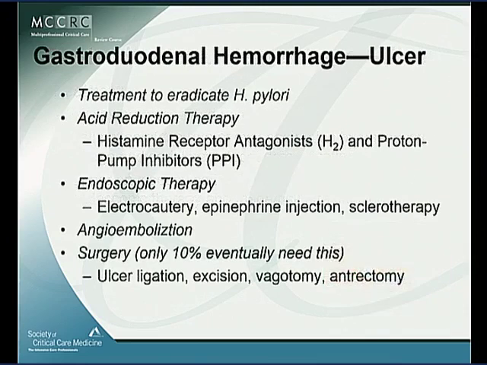So ulcer treatment is generally to eradicate H. pylori. We'll talk more about that in a bit. We'll talk about H2 receptor antagonists versus PPIs. Endoscopic therapy can include cautery, can include clipping, sclerotherapy or an epinephrine injection, or angioembolization, and it's rare that patients require operative services for their GI hemorrhage, whether by ligation of the ulcer, excision, vagotomy, or enterectomy. Extraordinarily rare.